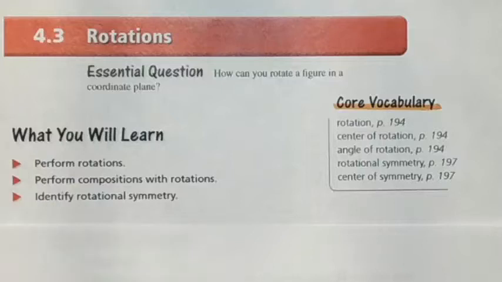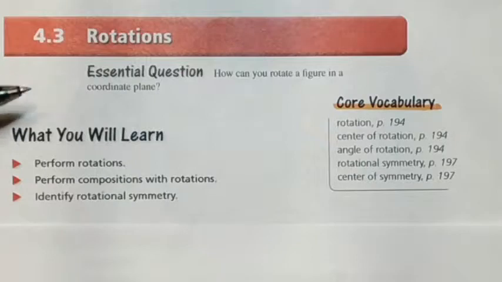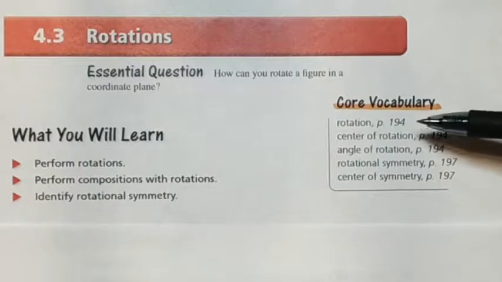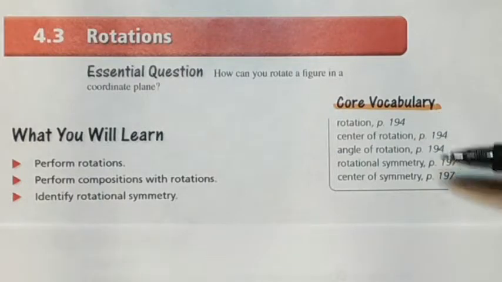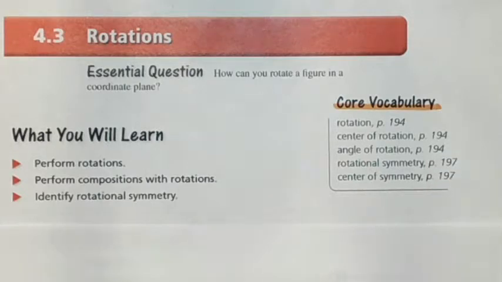For 3 rotations, we're going to answer this essential question. You want to be able to rotate a figure in a coordinate plane, be able to explain that. Things that we're going to do: we're going to be performing rotations, performing compositions involving rotations, and identifying rotational symmetry. Core vocabulary will be rotation, center of rotation, angle of rotation, rotational symmetry, and center of symmetry.